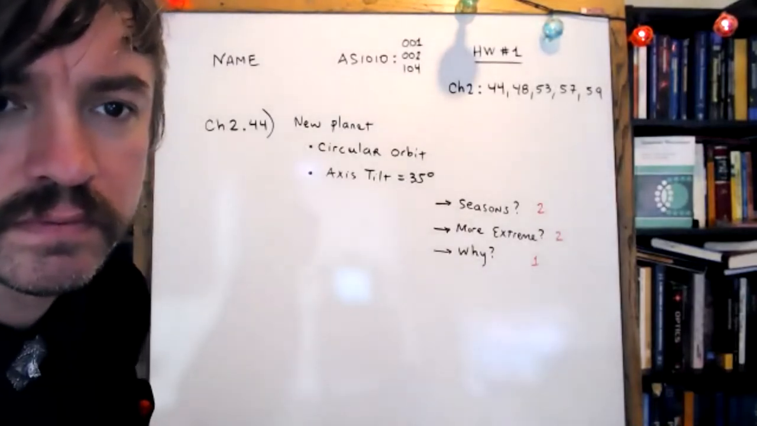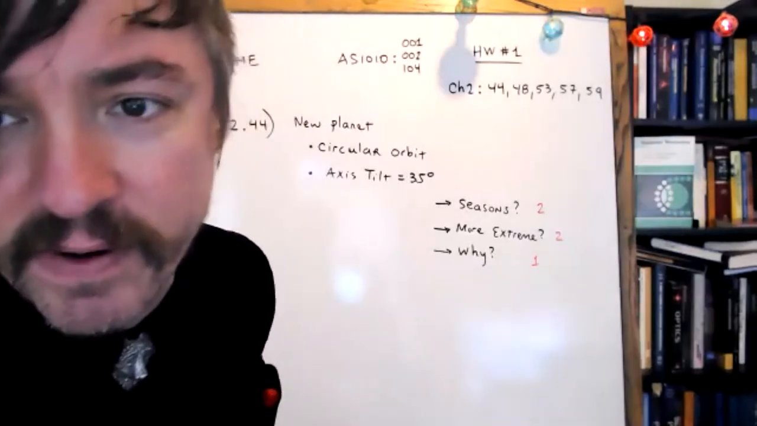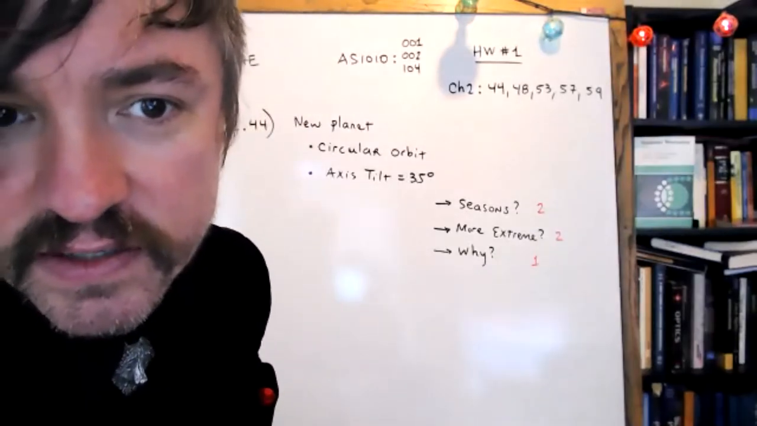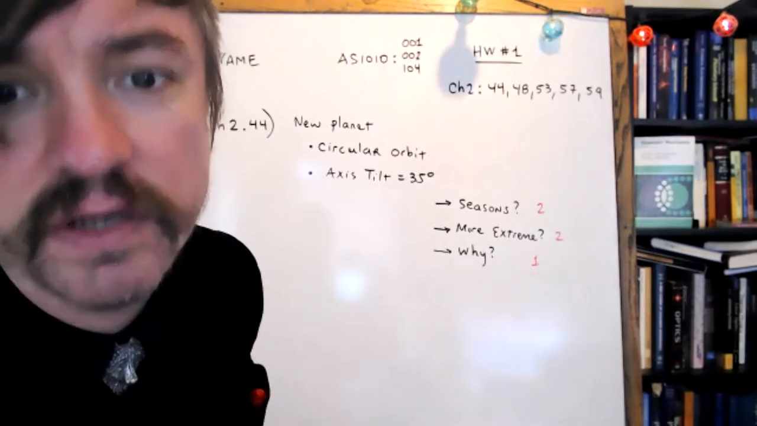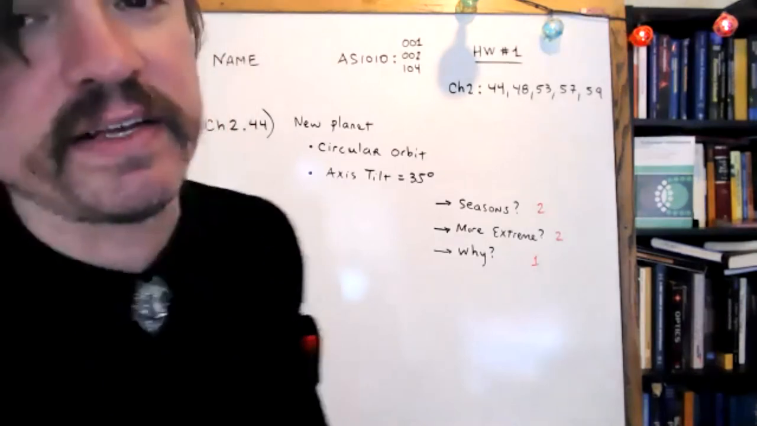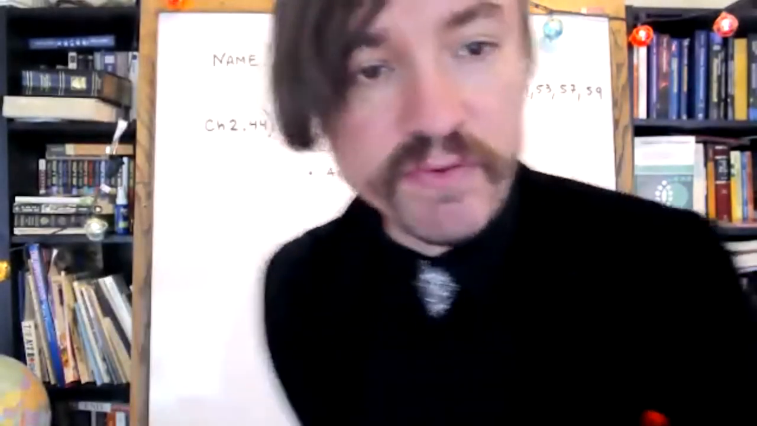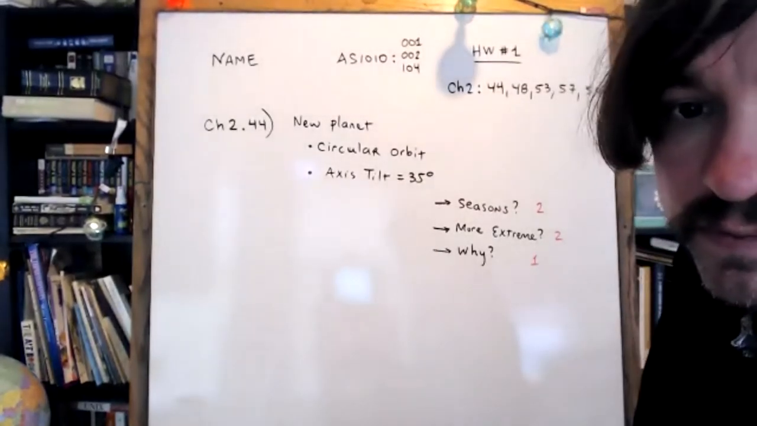What's the tilt of Earth's axis? That's a great question. Anyone remember what Earth's axis tilt is? I can tell you, but I just want to see if anyone remembered from our lectures. Jenna? It's 23.5 degrees. Excellent. So it's 23.5 degrees. Does that help you, Zach? I think it'd be more extreme then.